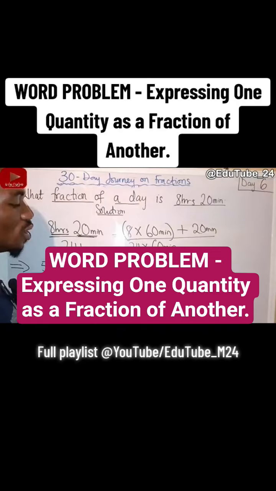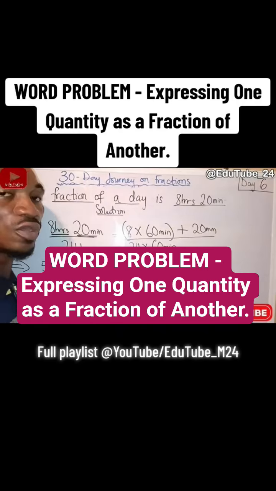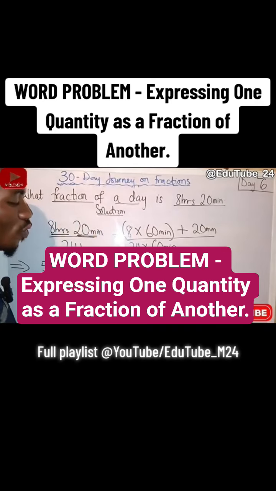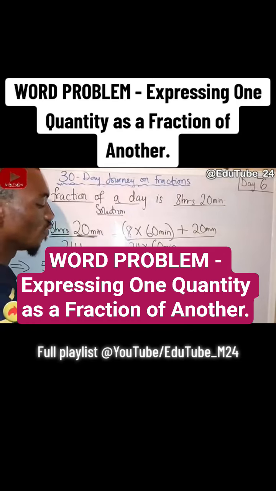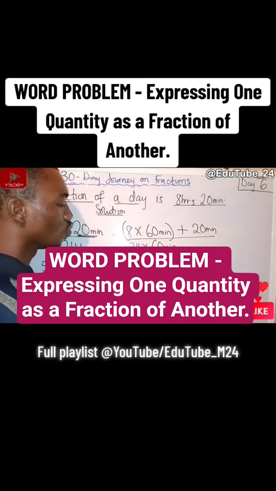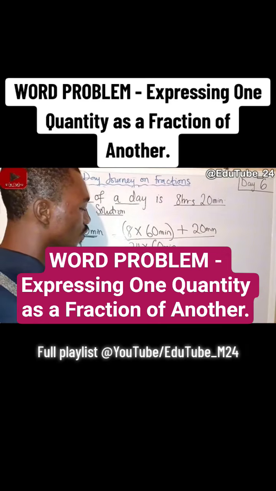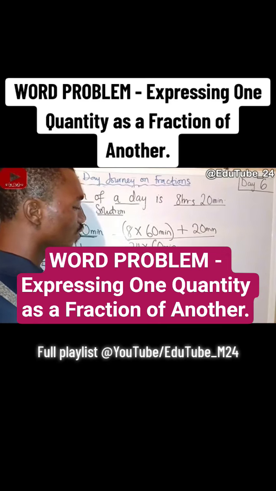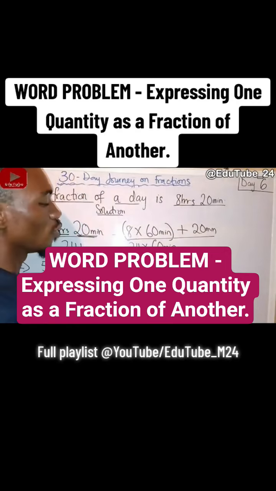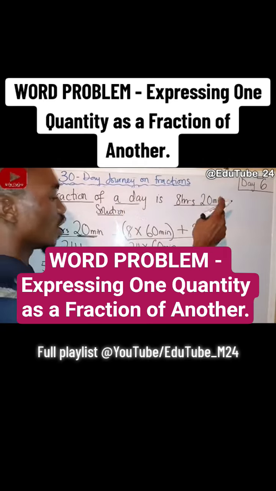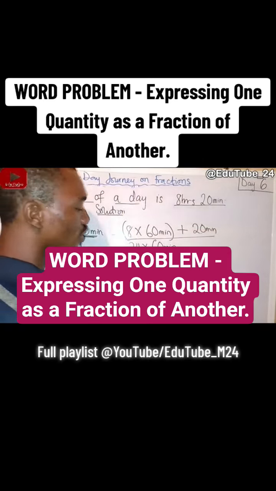So we will need to break down this 50 over 144 by looking for their common factor. The common factor of 50 and 144 is 2. 2 will divide 50 and then we get what? 25. 2 will divide 144 and then we get what? 72. So we are going to have 25 over 72. This is the simplest form of this fraction. So the fraction of a day that is 8 hours 20 minutes is 25 over 72.